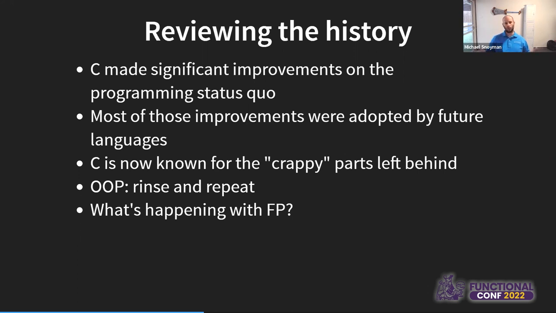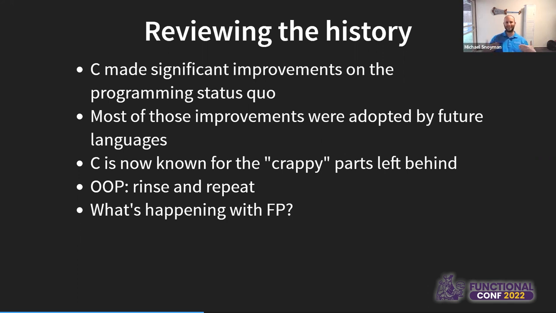Maybe all of those improvements were then adopted by languages that came later. You don't notice that because it became so common that every other language was doing those things. But some of the things that weren't great, things like having to manually manage memory, those were left behind. You either got garbage collection, you got RAII, you got some other techniques. And all those things that got left behind, we modern programmers, people who grew up in a world already with object-oriented programming or functional programming in it, look back at C, and all we see is the crappy parts of it that were left behind. OOP stands on the grave of C to some extent, even though C is alive and kicking.